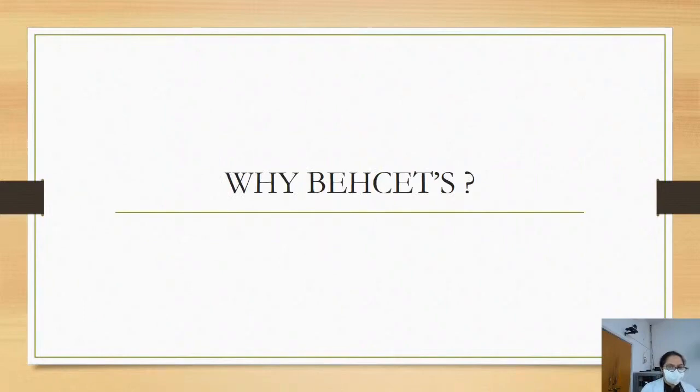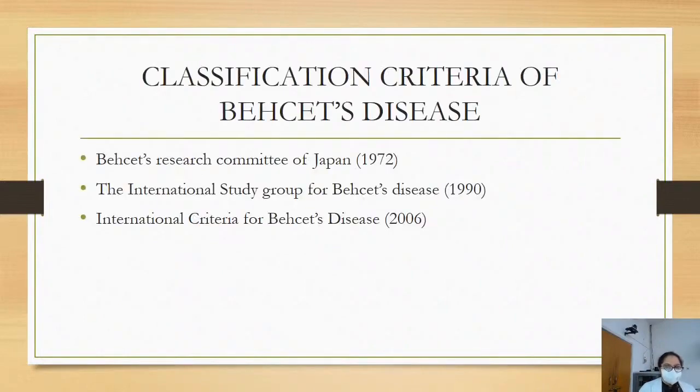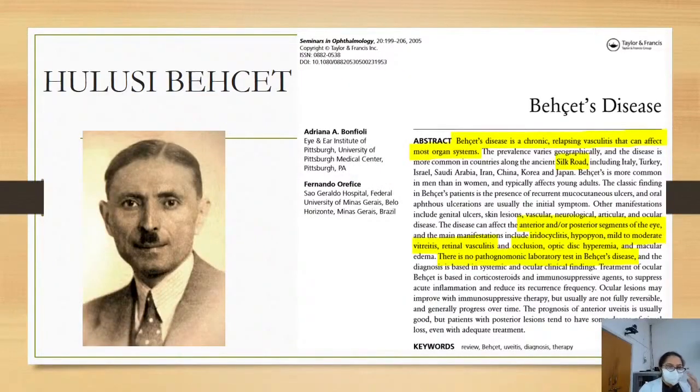But then why Behçet's? Before that, we have to see various criteria for Behçet's. There are 3 criteria. First is Behçet's Research Committee of Japan, which was given in 1972, followed by the International Study Group of Behçet's Disease, which was given in 1990, and International Criteria for Behçet's Disease, which is the latest one given in 2006.